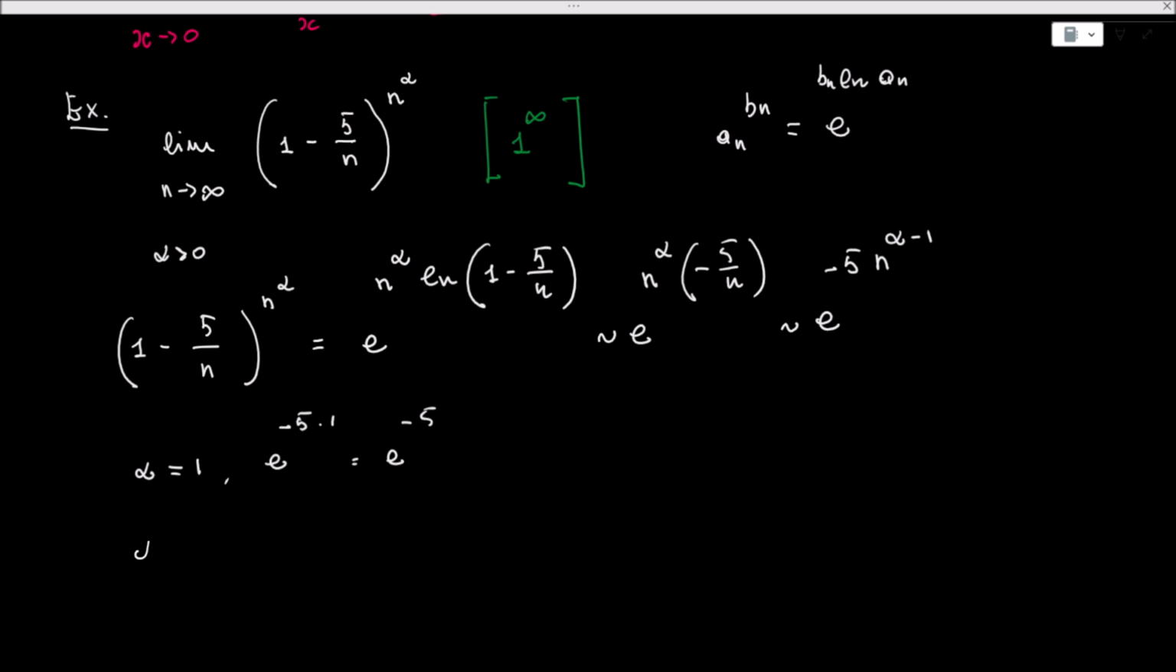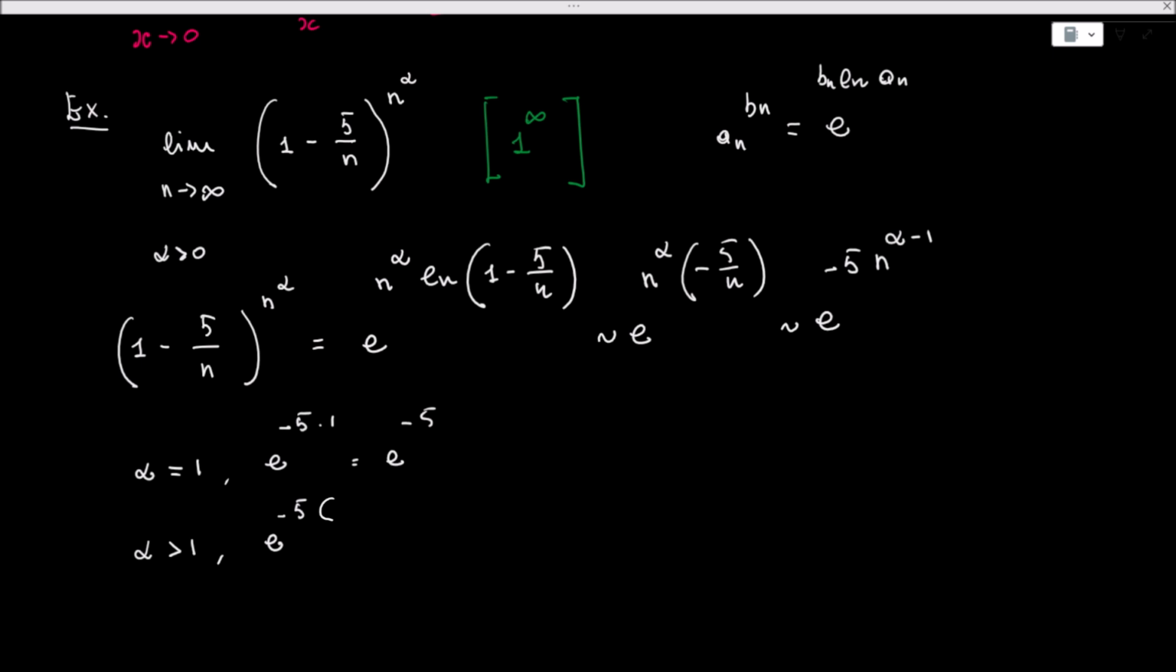Let's see what happens if alpha is larger than 1. Then we have e to the minus 5. Because alpha is larger than 1, alpha minus 1, the exponent, is going to be a positive number. So for n that goes to plus infinity, this will multiply plus infinity. So this implies that this will just tend to 0.